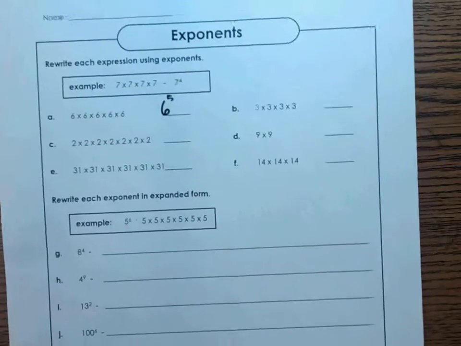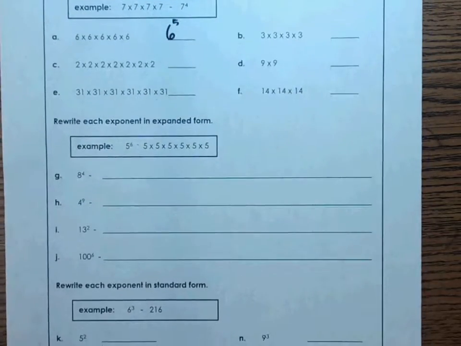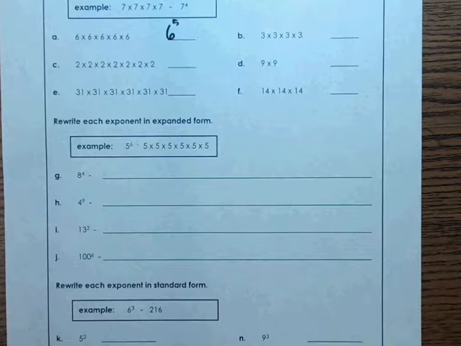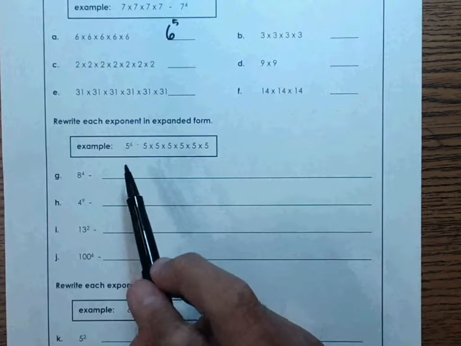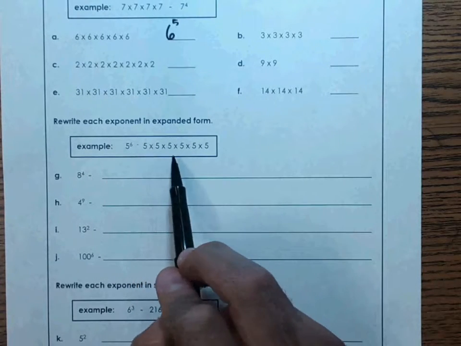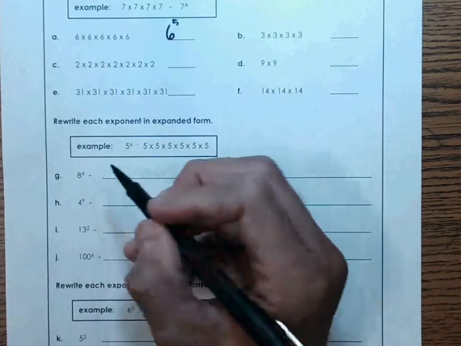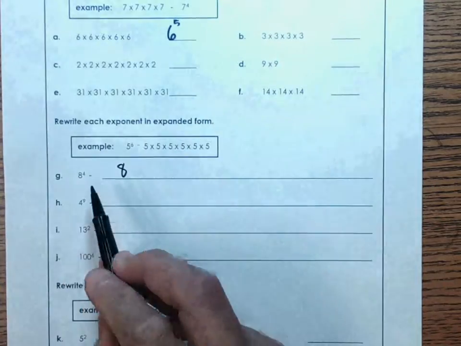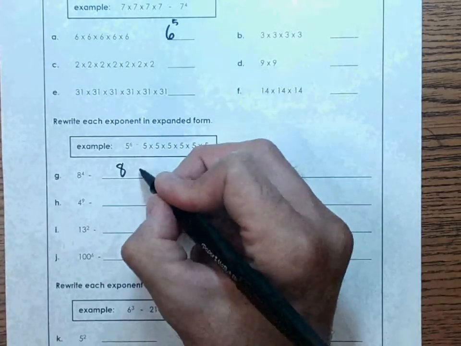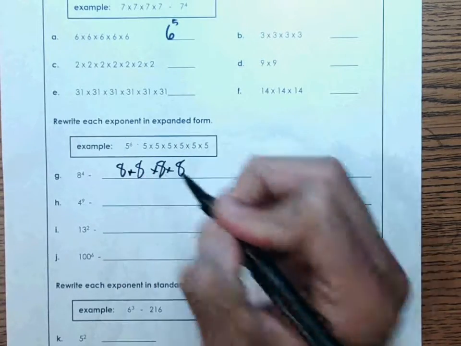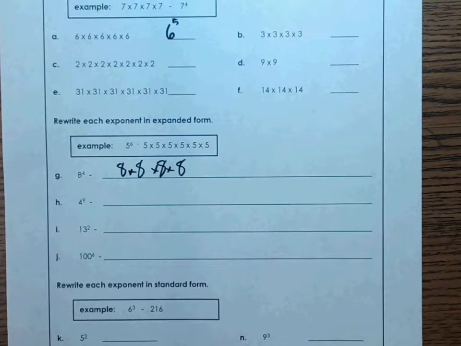All right, in the next section you're going in reverse. It gives you a number in exponential form, but it wants it in expanded form. So think of expanding, you're pulling it apart. Here you had 5 to the 6th power, so 5 is repeatedly being multiplied 6 times. Here I've got 8 to the 4th power, so that'll be my base. I will see 8 four times, multiplying each one. That's expanded form.